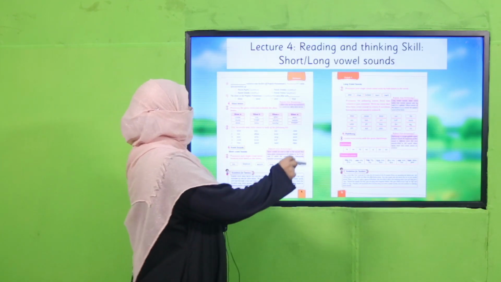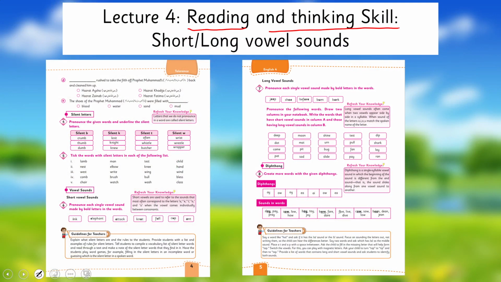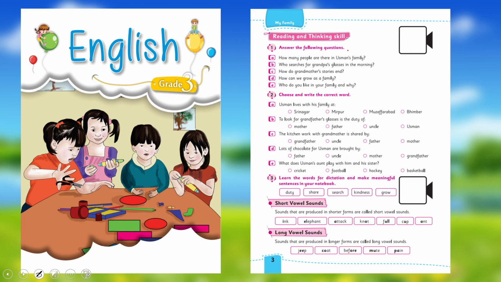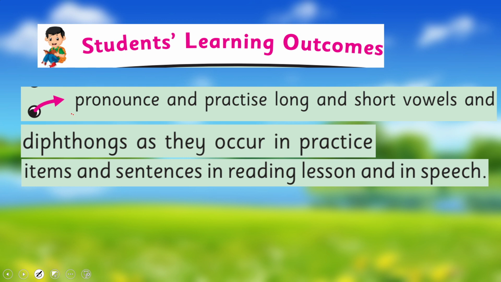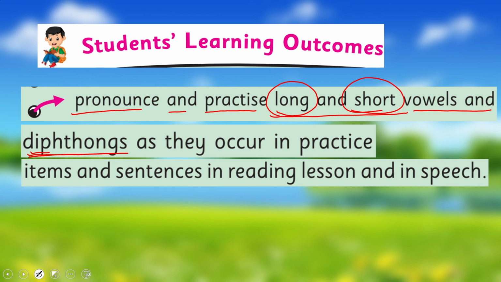Yes, my dear children. Under the title of reading and thinking skill, we are going to learn about short and long vowel sound. Before this, in English for grade 4, I have already taught you about short and long vowel sounds. I hope you remember. If not, you may watch this video lecture again. And we are going to learn further to pronounce and practice long and short vowels and diphthongs. Diphthongs we'll practice tomorrow. Today, our focus is on long and short vowel sounds, as they occur in practice items and sentences in reading lesson and in speech. This is our today's SLO.